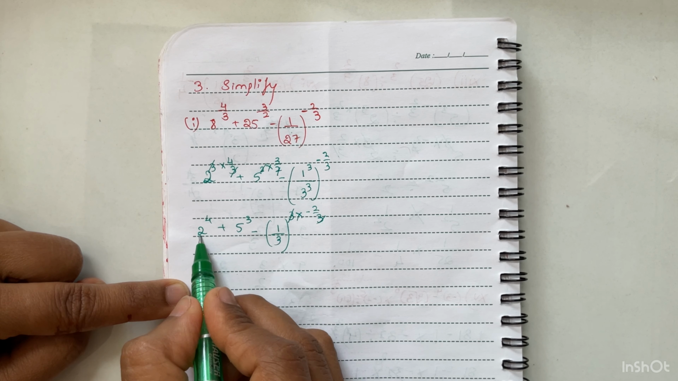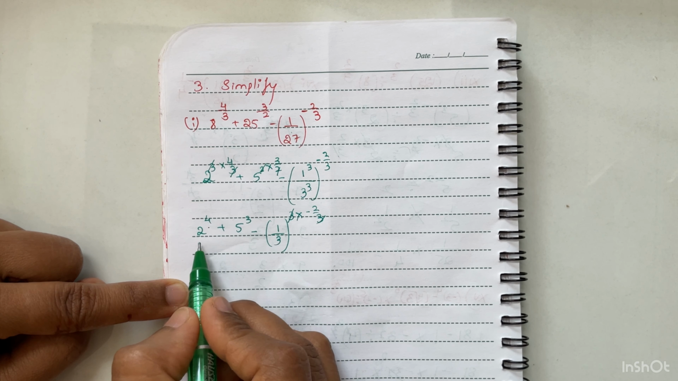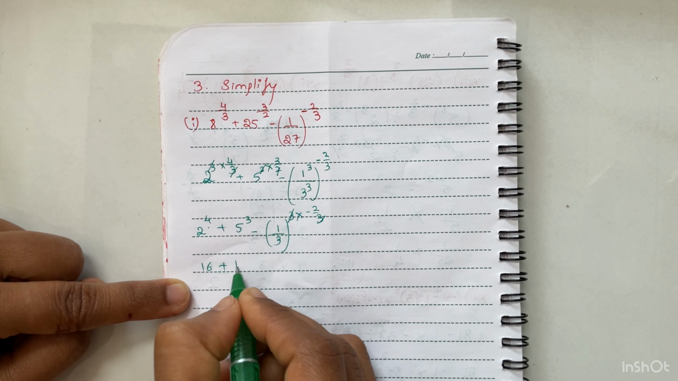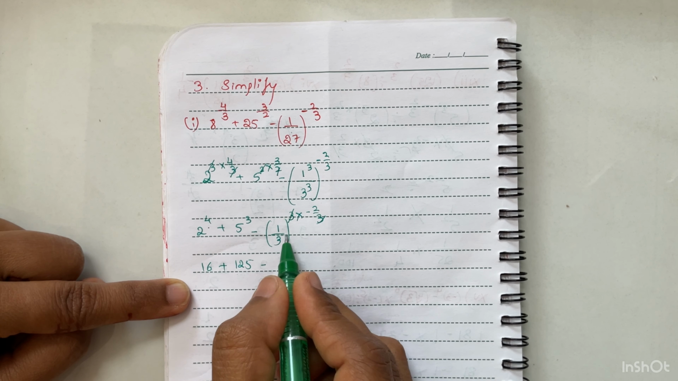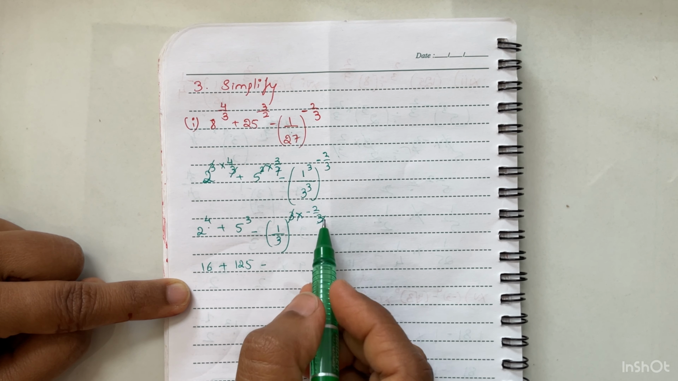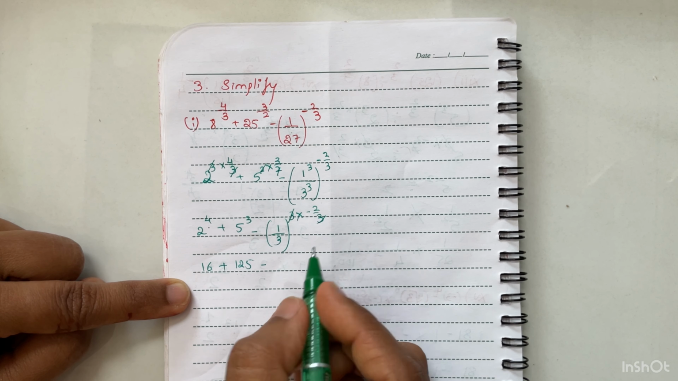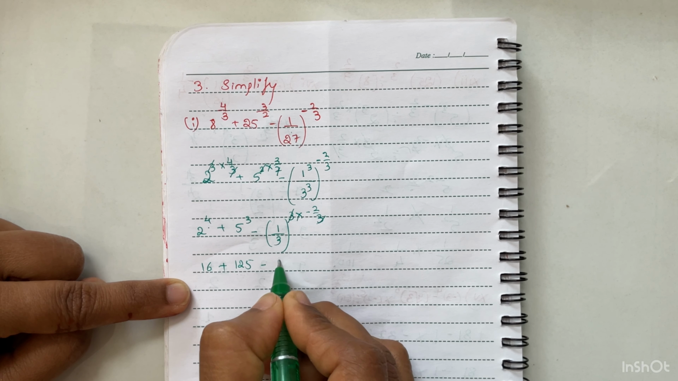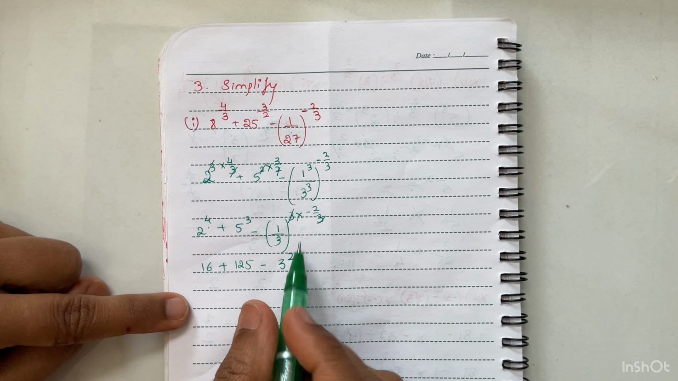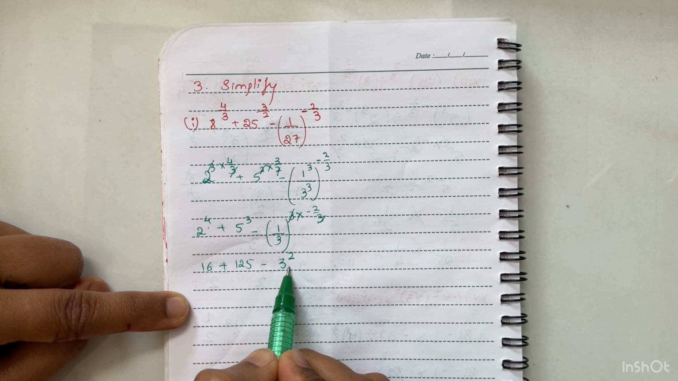See here 2 I have to multiply 4 times, and after multiplying I'll get 16, and here it is 125 I'll get, minus, see here what is left here? 1 by 3 and raised to the power minus 2. So the power is having a negative sign, so we will take the reciprocal of that. So after taking the reciprocal I'll get 3 raised to the power 2 plus 2, okay. After taking the reciprocal, from minus 2 it has converted to plus 2.